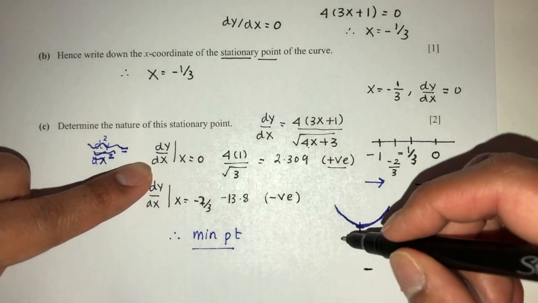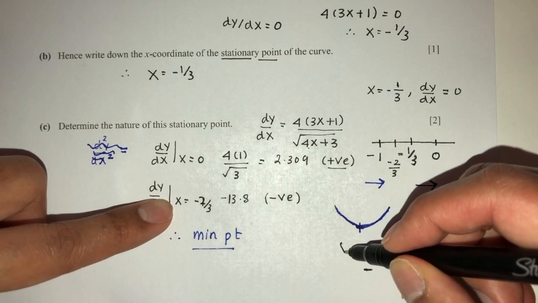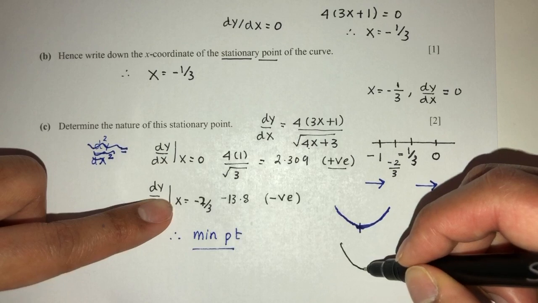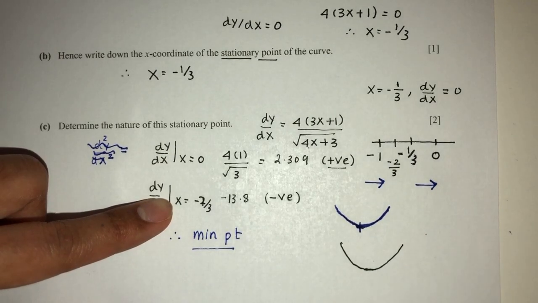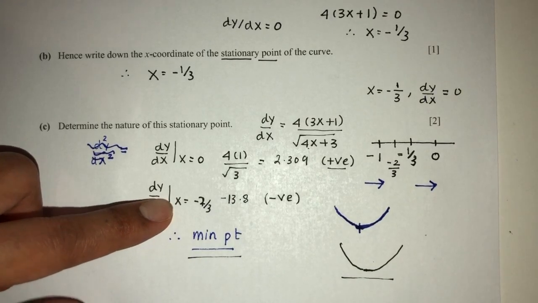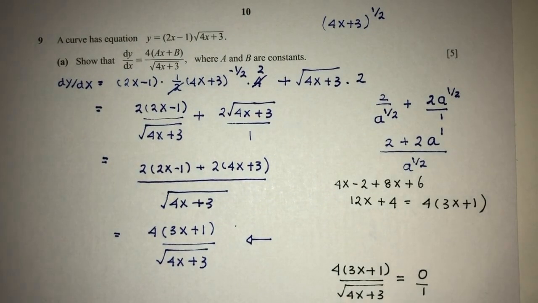But before that, as you can see, it was negative. It means that the curve was coming down. And past that, the curve will be going up. So it gives you a minimum shape. That's why I say it will be a minimum point. So that is the other way of finding the nature, by observing the gradient of the graph before and after the minimum point. That is one way of doing that. It is up to you to choose which way you like to do.